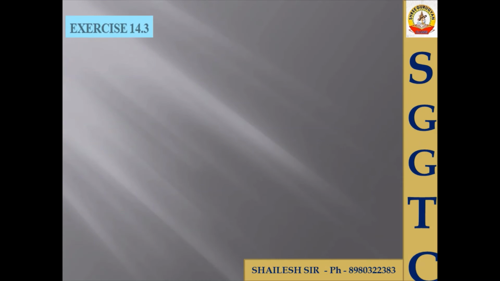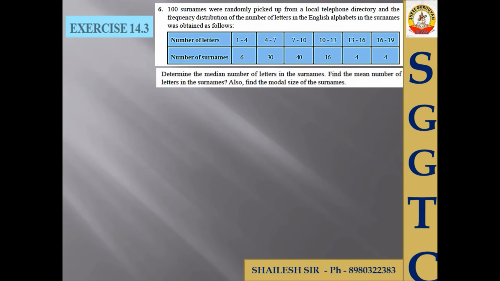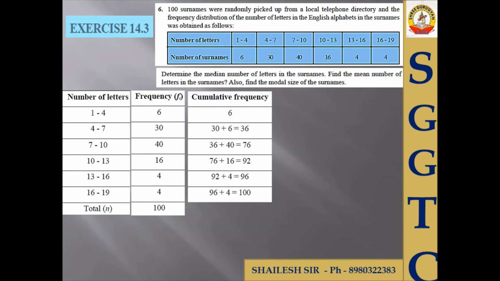Next, 14.3 question number 6, number of letters and number of surnames. Find out the median, also the mean and also the mode. So students, indirectly it is a 5-mark question. Individually, one by one, I am going ahead. So first write down the number of letters and the number of surnames frequency, and after that I first create the cumulative frequency, because I first calculate the median. So 6 is as it is, 6 plus 30 is 36.